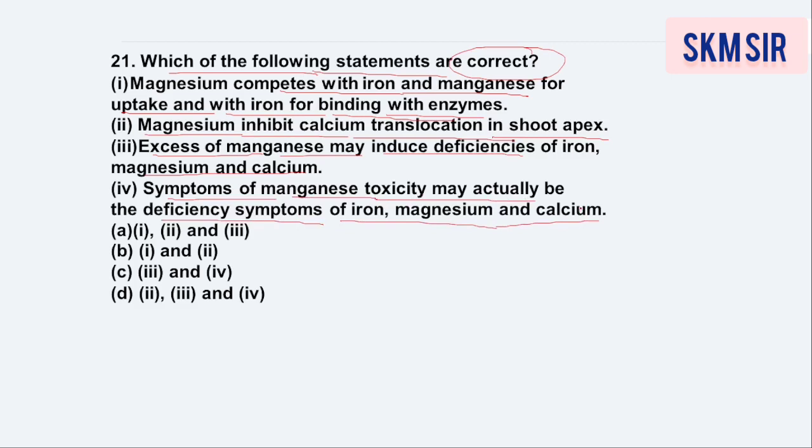So dear students, the very first statement is wrong, as it is not magnesium, it is manganese. The next statement is also wrong, and the third and fourth statements are correct, because yes, excess of manganese will cause deficiency of iron, magnesium and calcium. It is true. The fourth one is also true, so we have to choose the correct option, that is option C. That is, third and fourth statements are correct.